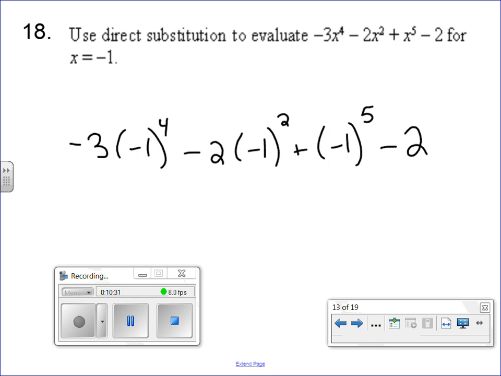Then you gotta multiply, right? And then you type it all into the calculator. And you get -2, -8.